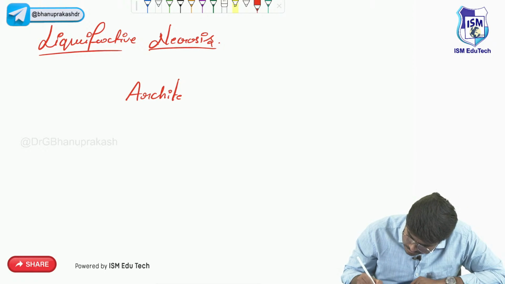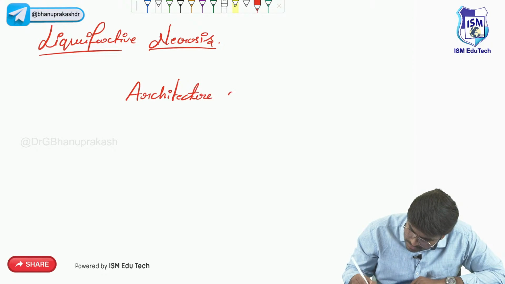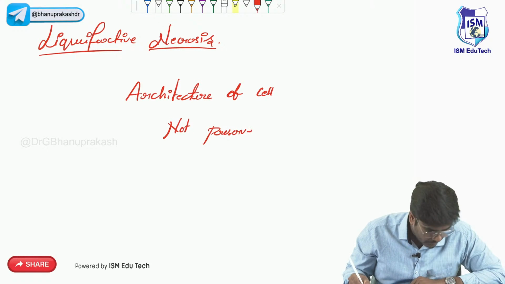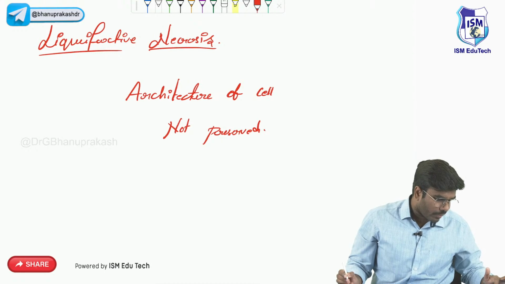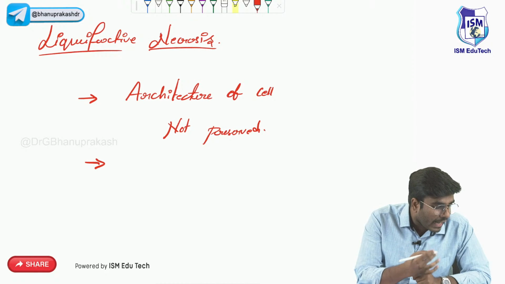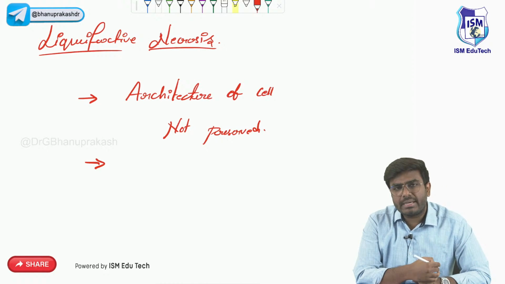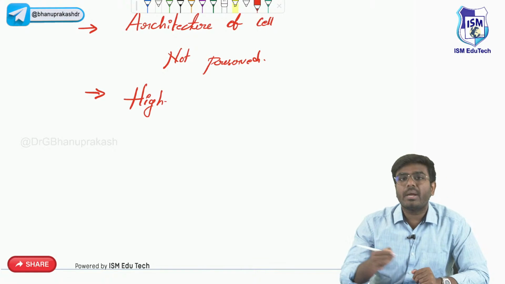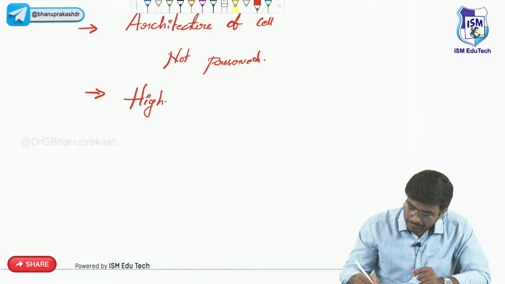Architecture of cells is not preserved. And the question is, this type of liquefactive necrosis is going to happen in which organs? Those organs which have high enzymes inside them, highly enzymatically active tissues.